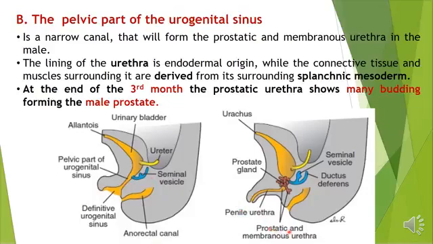The pelvic part forms the prostatic and the membranous urethra. The urethra is lined by endoderm, while the connective tissue and muscles surrounding it are derived from the splanchnic mesoderm. At the end of the third month, the prostatic urethra shows many buds, forming the male prostate.